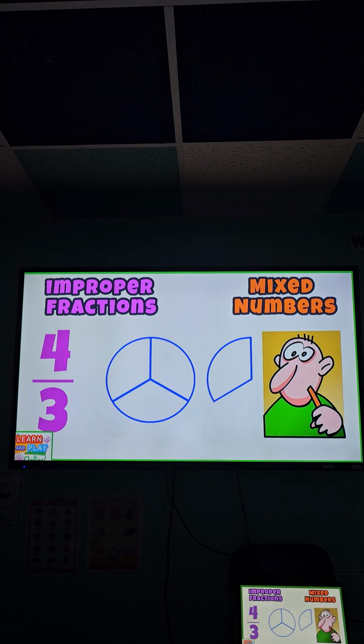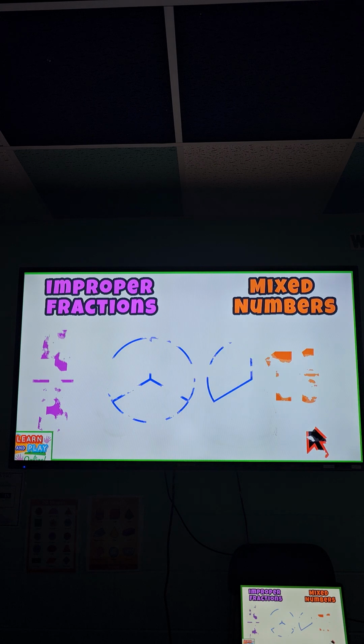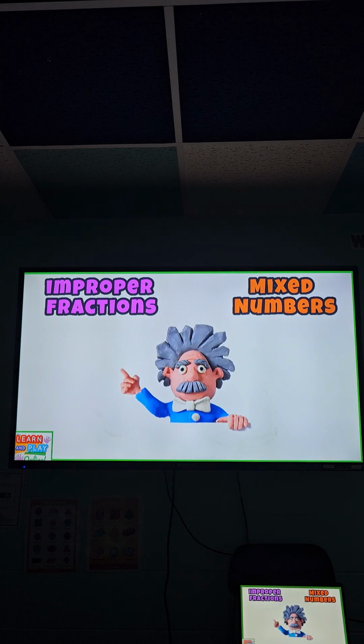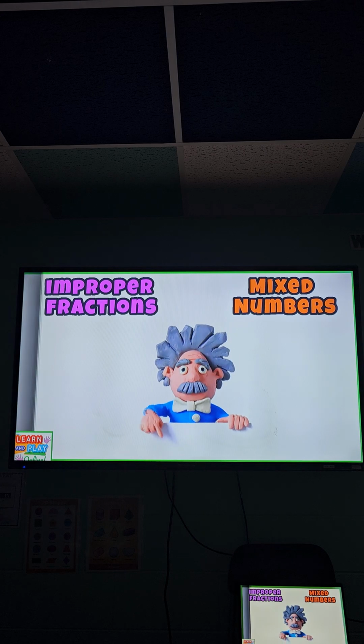So how can we represent this as a mixed number? Well, we can see that we have 1 whole circle and we have 1/3 of a circle. So the mixed number is 1 and 1/3. We're going to do one more example together before you get a chance to draw visual representations and convert improper fractions into mixed numbers yourself.